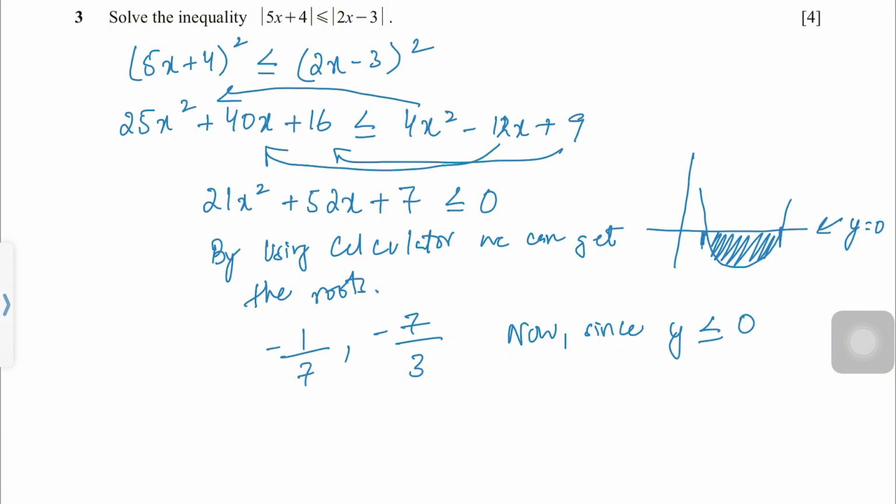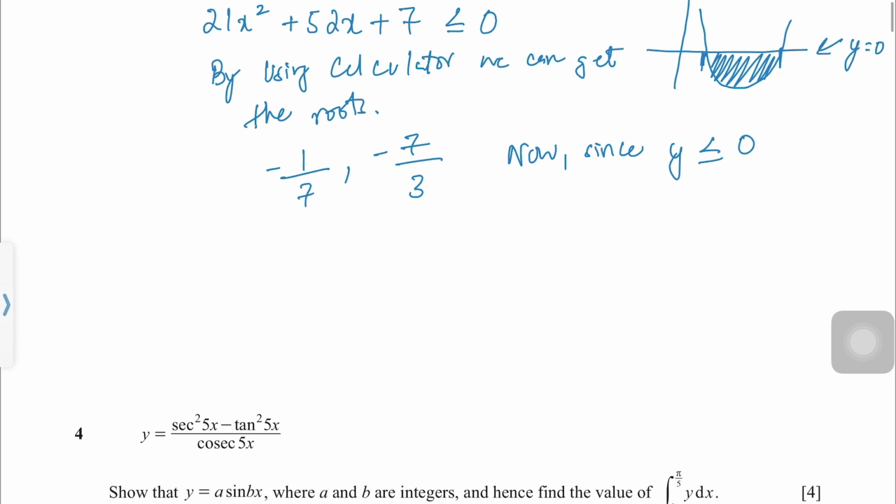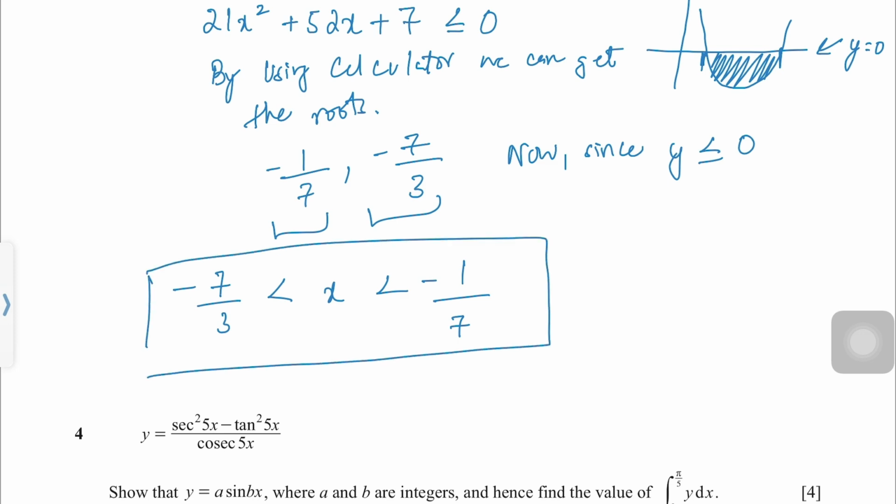So the values would be in between these two values, and we have the roots as minus 1 over 7 and minus 7 over 3. Minus 7 over 3 is our lesser value, and then x should be in between minus 7 over 3 and minus 1 over 7. So this would be our final answer.